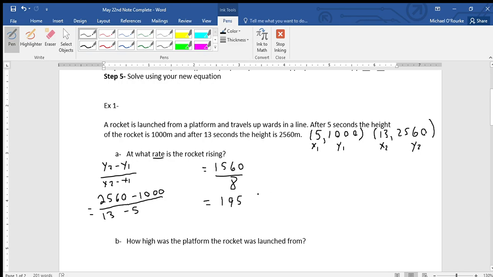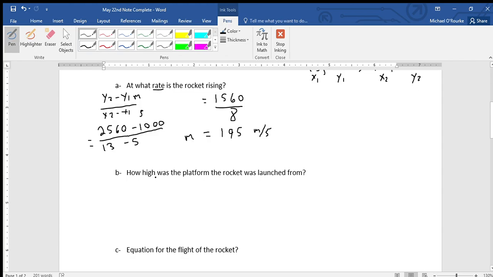195. In this case, if you want to do rates of change, it would be meters per second, because we put meters on top and we put seconds on the bottom. That's our M.